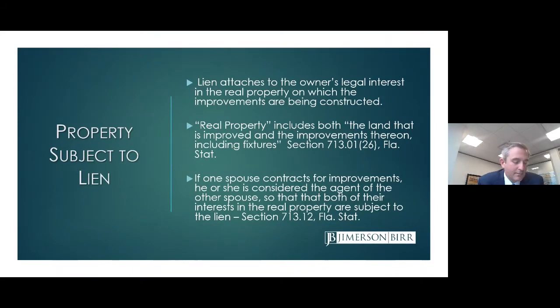So first we want to talk about the property that is subject to the claim of lien. When a claim of lien is filed, it attaches to the owner's legal interest in the real property on which the improvements are being constructed. And that's important because the owner actually has to be the party to the contract. If the party that's contracting for the improvements doesn't actually own the real property, there's not going to be any lien rights to the real property.